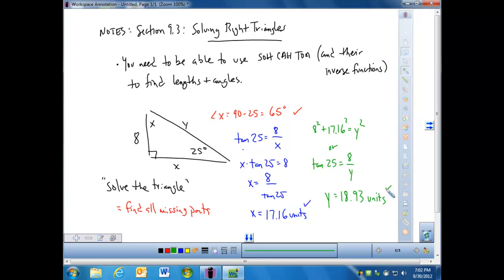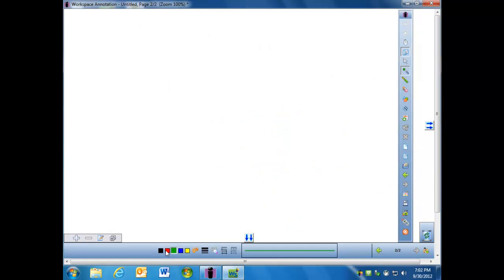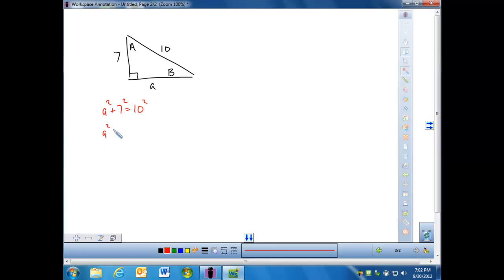Here's an example now where you're given two lengths but none of the angles in the problem. If you want to push pause for a second and try to do that, you can. For me, the easiest thing to do here is to figure out my third side. Plug in my leg, plug in my hypotenuse, go through, solve that. You're going to get A as approximately 7.1.